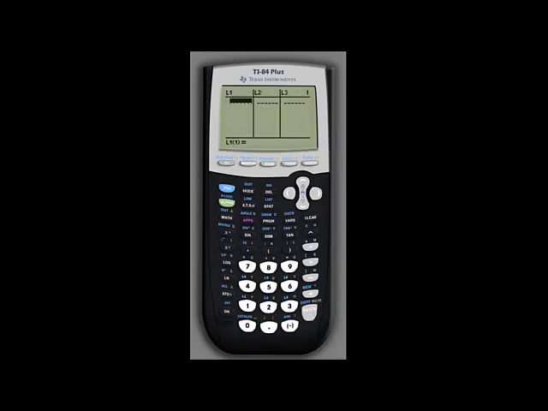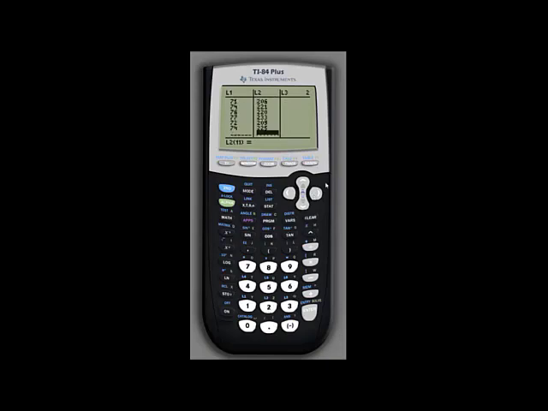So the heights that we saw, the first quarterback had a height of 75 inches, then 74, 74, 70, 71, 74, 76, 77, 72, and 74. And then we can scroll over to the second list for their weight, and we'll enter these as well.